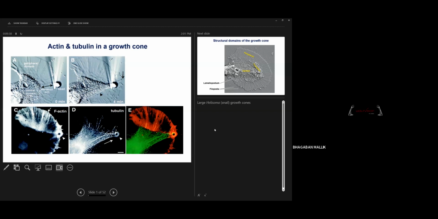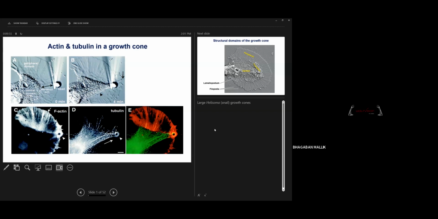Last class I talked about how the axon grows at the tip of the growth cone, and basically what the growth cone looks like. Before showing the different regions of the growth cone, I just want to highlight some of the experiments that were done to understand how growth happens at the tip of the growth cone.